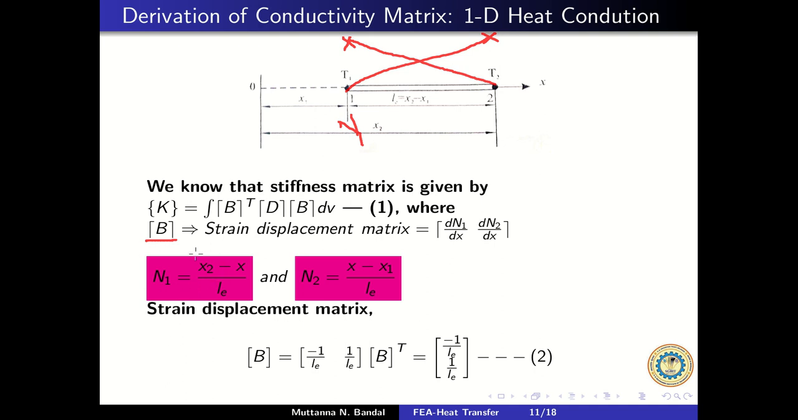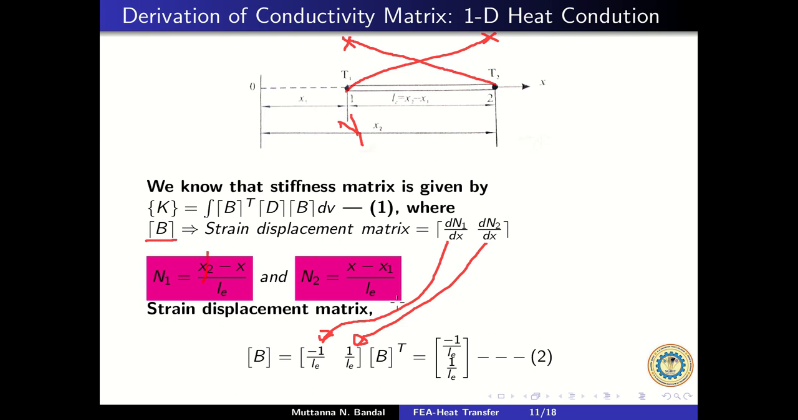So if I differentiate this, it will be minus 1 by Le, because if I differentiate this one with respect to x, this is a constant, goes off, minus x gives 1, differentiation of x is 1, so minus 1 divided by Le as it is. Similarly, if I differentiate this one, it carries a positive value, differentiation of x is 1 and divided by Le gives this term.